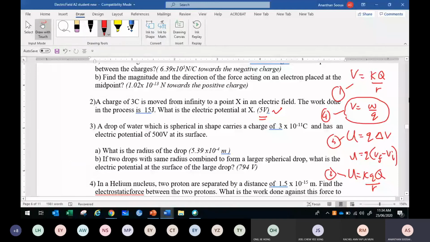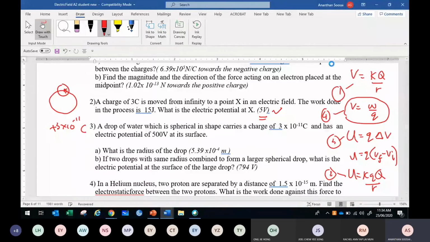Do you get the part A answer? What formula to be used for part A? The first one. Yes, good. A drop of water which is spherical in shape carries a charge of 3 times 10 to the power of negative 11 coulomb. We assume it's a positive charge because there's no sign. So what is the electric potential at the surface?